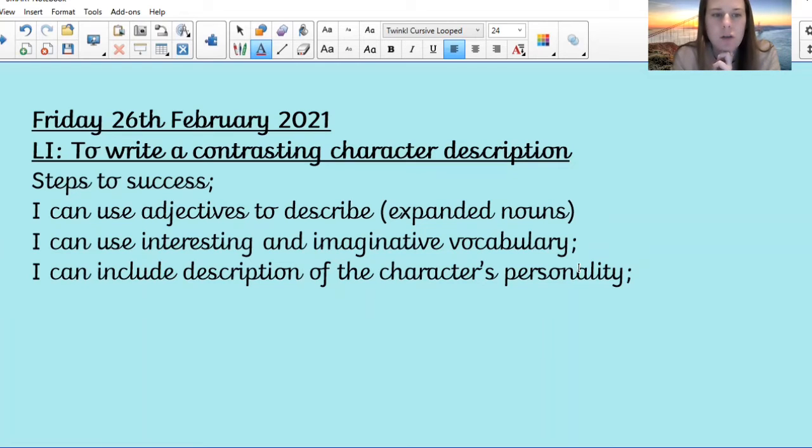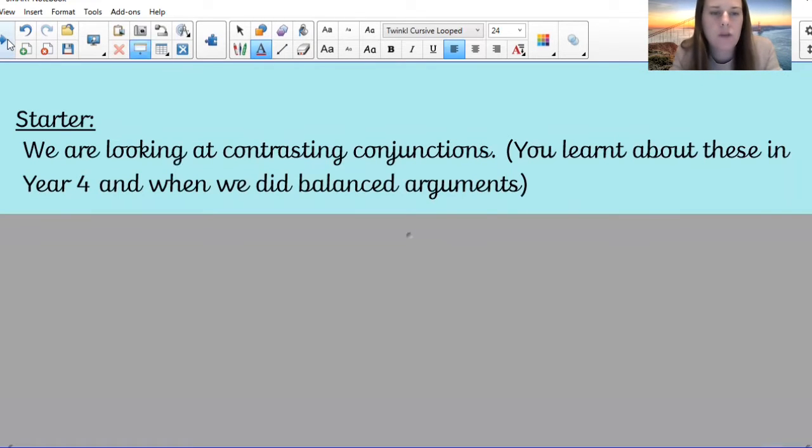So hopefully you can use adjectives to describe, particularly using expanding noun phrases as we have done earlier in the week. Use interesting and imaginative vocabulary and include a description of a character's personality, which we've been working towards, haven't we, this week? We started doing that a little bit for Mr. Tomness.